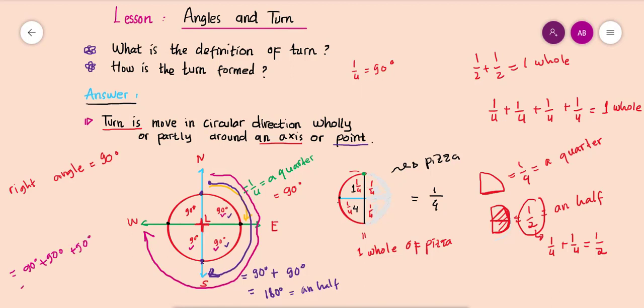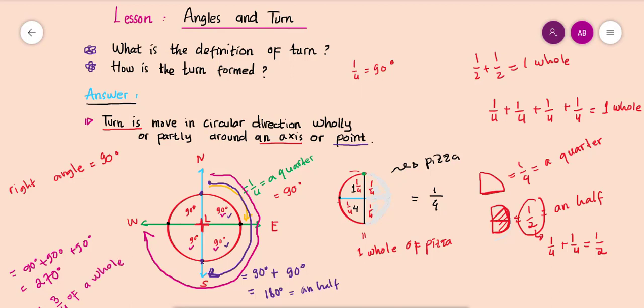Okay, how much is this? Of course, it's 270 degrees. From the north to the east is 90 degrees. From the east to the south is 90 degrees. And from the south to the west, 90 degrees. So, from the north until west is 270 degrees. Okay, it can also be expressed as 3 over 4 of a whole.